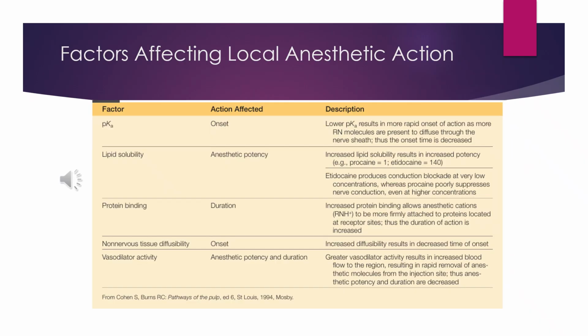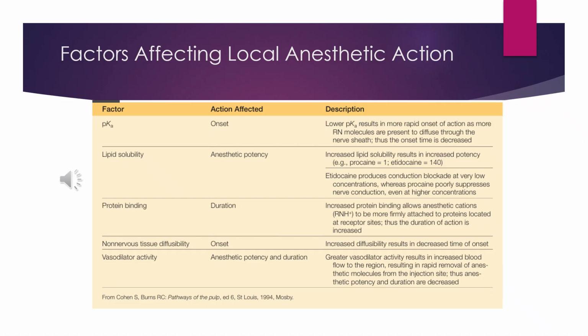Factors affecting local anesthetic action. There are various factors which affect the local anesthetic action. First of all, the pKa value, that is the dissociation constant. This pKa affects the onset of action of local anesthesia. A low pKa results in more rapid onset of action, as more unionized molecules are present to diffuse through the nerve sheath.